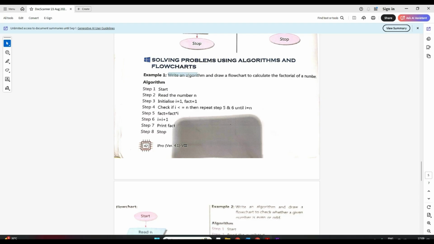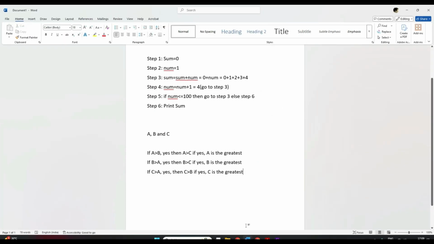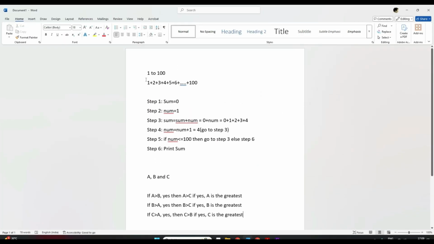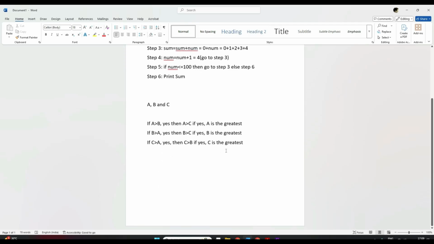Okay, now let's try to understand a few more examples given in your book. Okay, so now we have to write an algorithm and draw a flowchart to calculate the factorial of a number. Now what is factorial of a number? Now see, the sum of the first 100 natural numbers was 1 plus 2 plus 3 plus 4, right? Now factorial of any number will be, if my number is 7, suppose, factorial will be 1 into 2 into 3 into 4 into 5 into 6 into 7. So starting from 1 till the number I have to multiply.